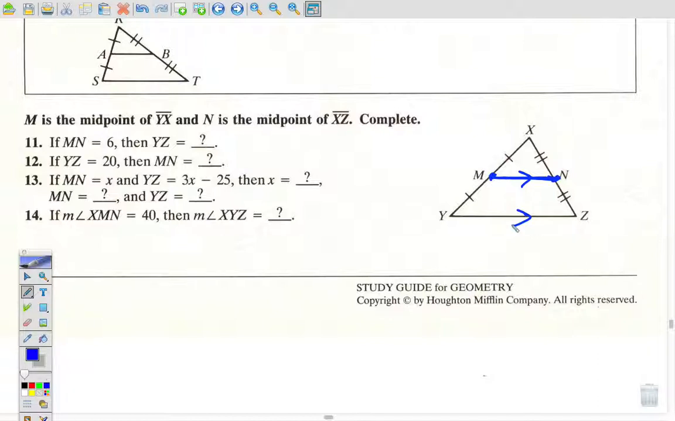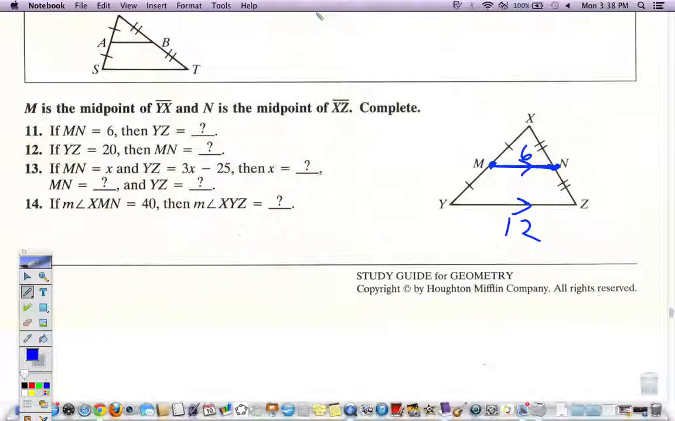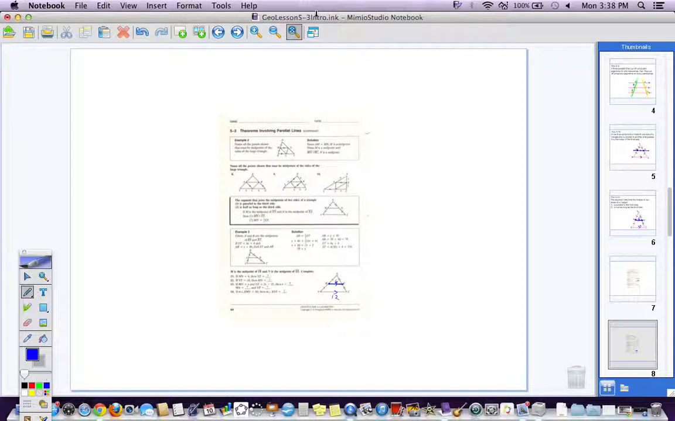So let's use that on number 11. If MN is 6, how could I get YZ? Well, if MN is half as long, well then YZ would have to be 12. So that's the type of problems here with the theorems that we're working with. So this is dealing with parallel lines in working with some of the things that we've also been talking about in this chapter.